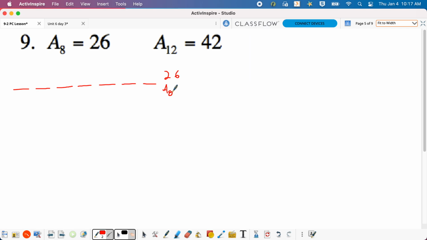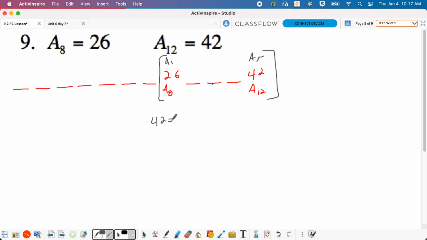There's my a sub 8. 9, 10, 11, 12 is my a sub 12. I'm going to limit my sequence and make this one my first, second, third, fourth, and my 5th. So my a sub 5 is going to be 42.